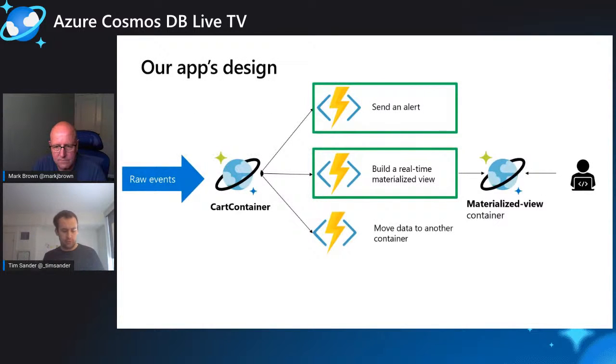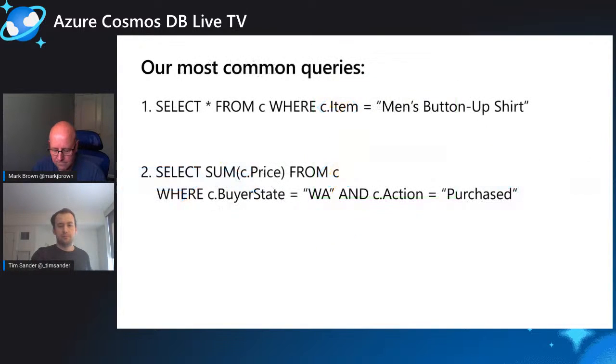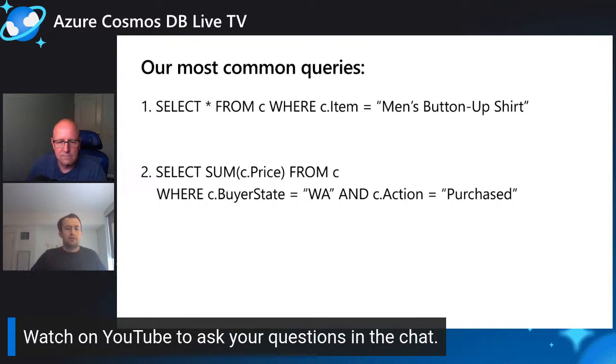So that was the first 2 out of 3 functions that we built. The last one will be about moving data to another container. In our app, these are the most common queries. Select star from C where item is some value, in this case, men's button-up shirt. We want to filter by a particular item. And the second would be to sum all the prices from people who bought items in a particular state. So the second query would add up all the prices from purchases where the buyer state is Washington.